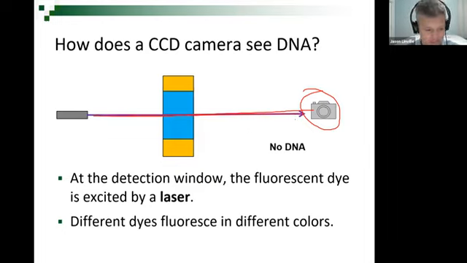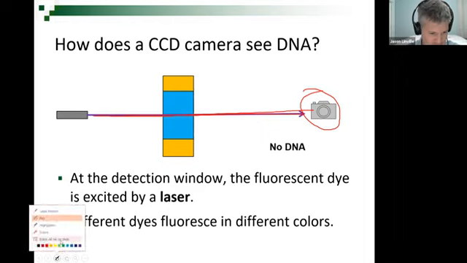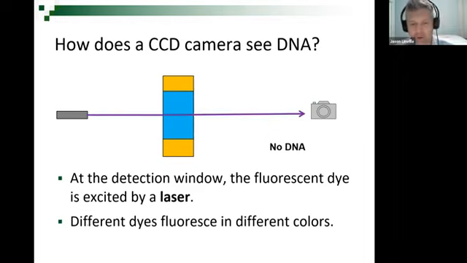And early on in the process, let me get rid of these annotations here. Okay, no DNA. In the detection window, the fluorescent dye is going to be excited by that laser, but at the beginning, no DNA. The camera does not see any fluorescence. It's able to ignore that purple color. It knows that it's not what it's looking for.